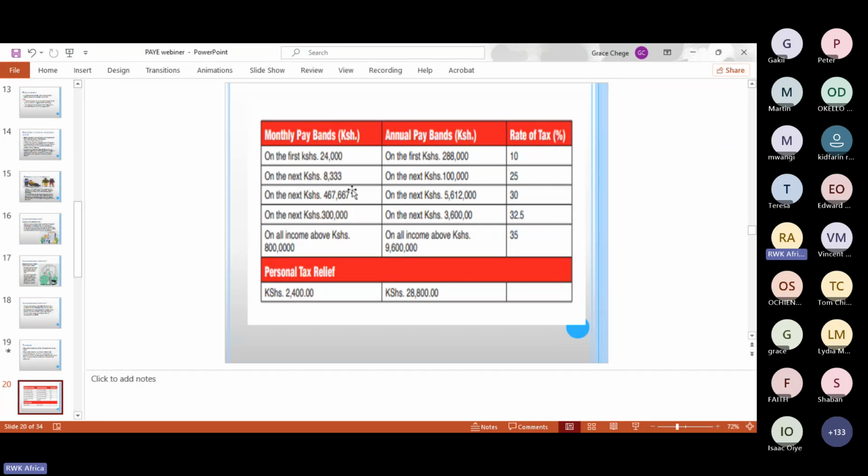On the next 8,333, the tax rate is 25%. On the next 467,667, the tax is charged at 30%. And on the income between 500,000 and 800,000, the tax is charged at 32.5%, and any other income that is above 800,000 is charged at 35%.